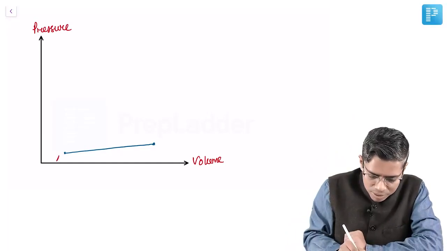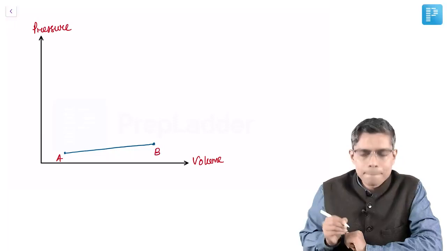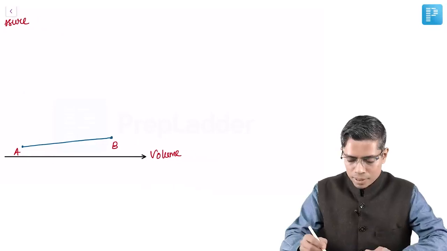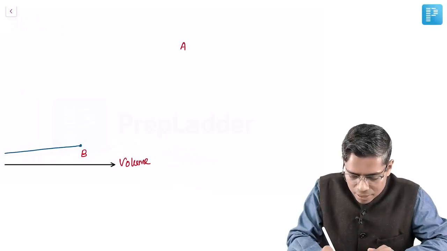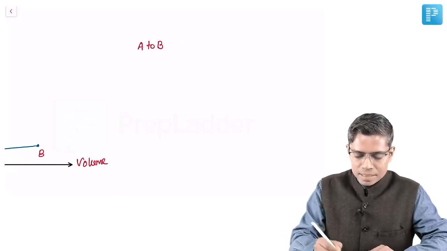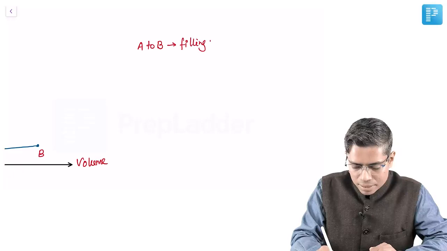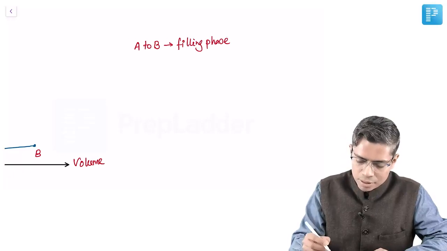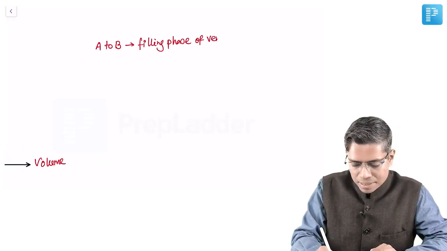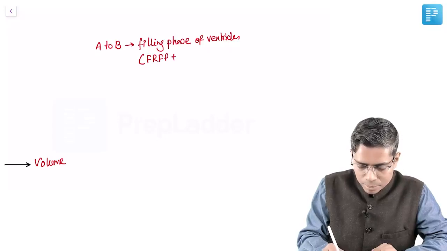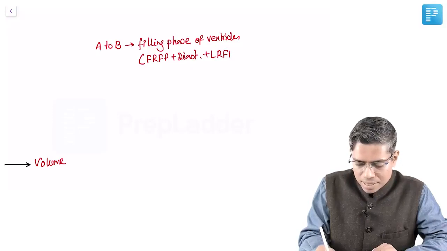So I am marking this. Suppose this is A to B. We are plotting the curve from the ventricle, particularly the left ventricle. So I am writing here A to B. This is the filling phase of the ventricle. If I ask you, could you recall the filling phases of the ventricles? Obviously the first rapid filling phase plus diastasis plus last rapid filling phase.